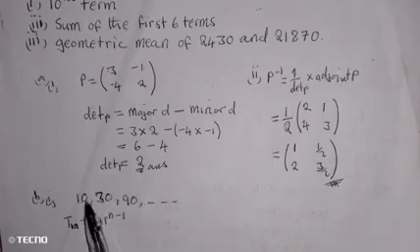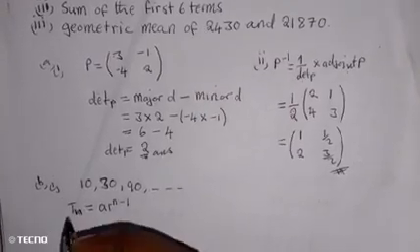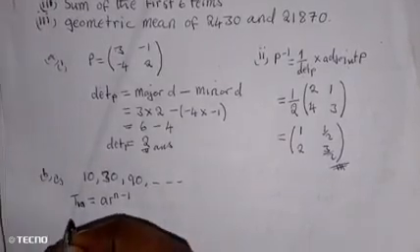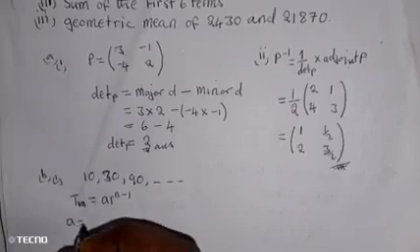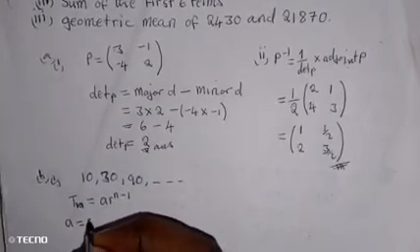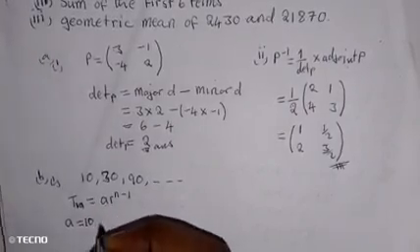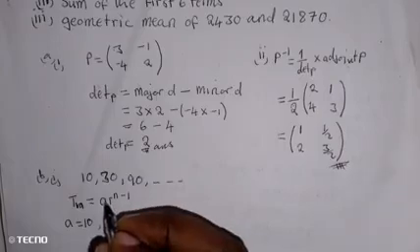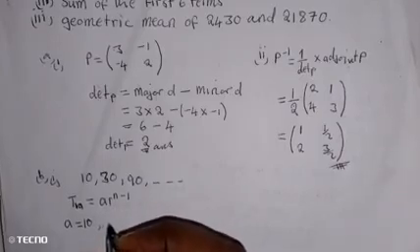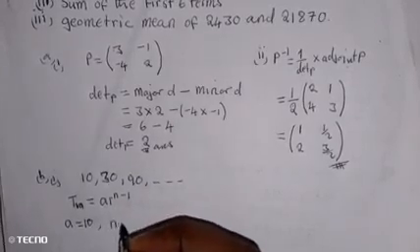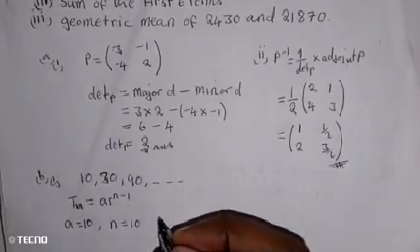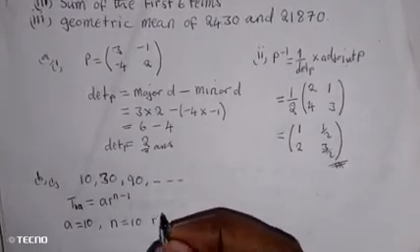So here what we have: a, which is the first term here, is 10. Then r, do we have r? R we don't have. And n we have, n is 10. Then r we don't have.